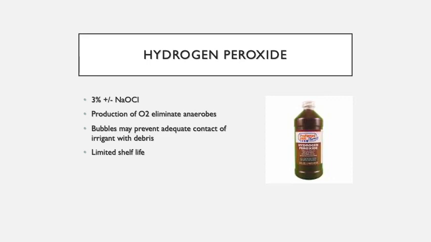Basically, it works by dissociating and producing oxygen-free radicals, which eliminates anaerobes. Due to the oxygen production, there is production of loads of bubbles, which may prevent adequate contact with the debris and with the walls of the root canal. Also, one of the main disadvantages is that it has a very limited shelf life, so it needs to be used as soon as the bottle is opened. These are the main concerns with hydrogen peroxide.